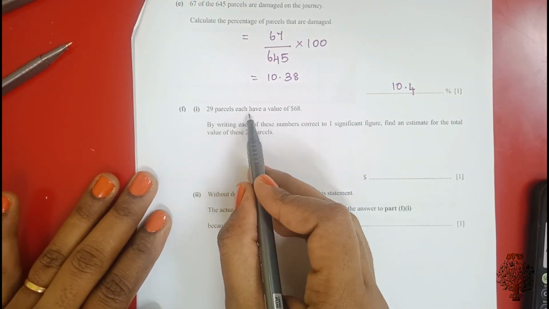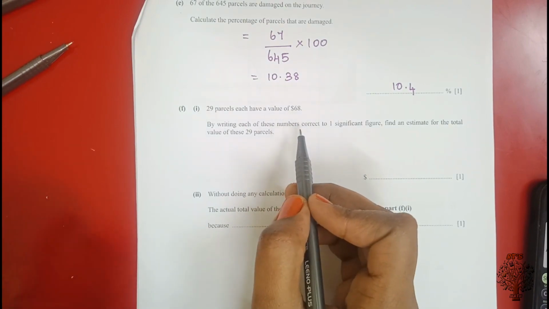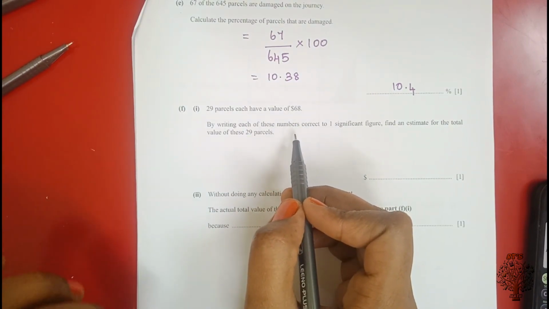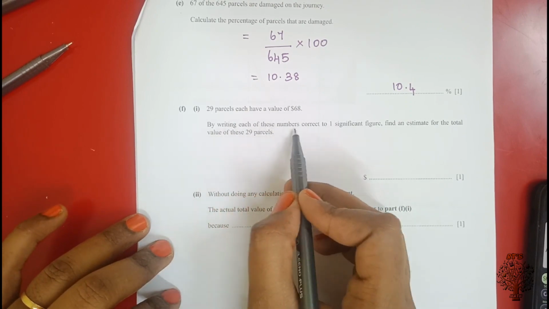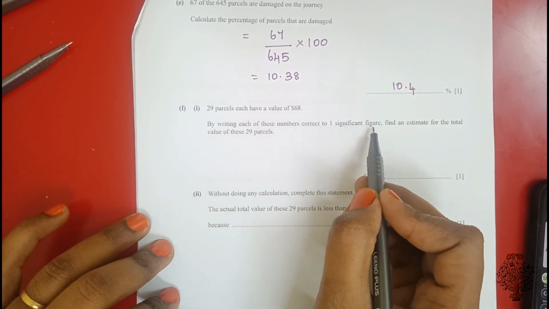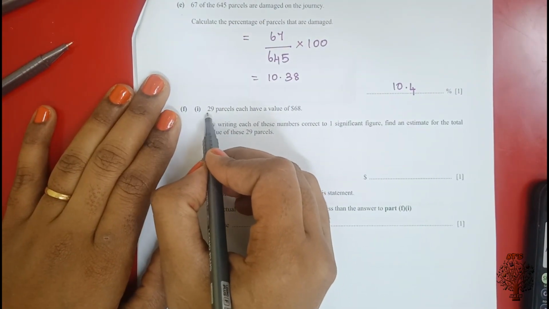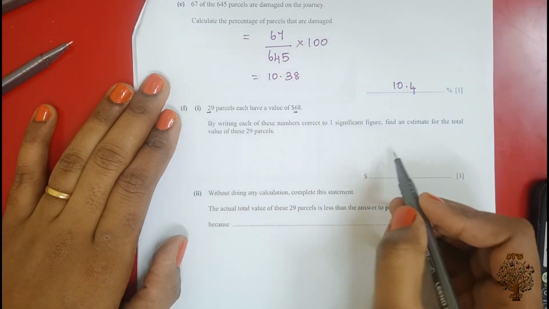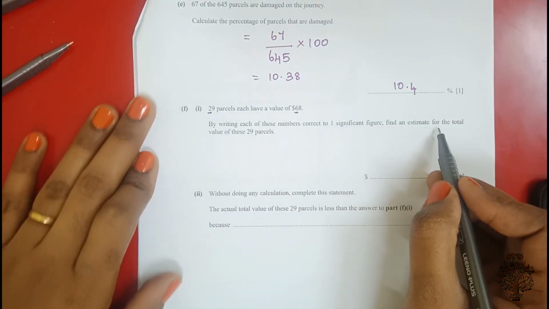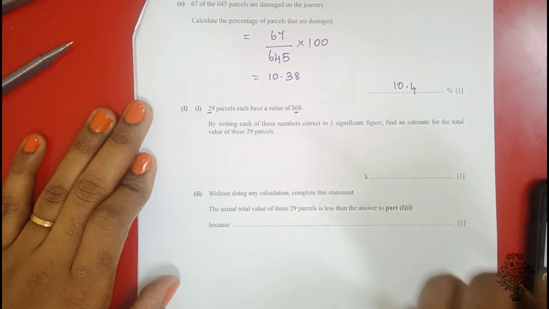29 parcels each have a value of $68. That means one parcel is equal to $68. By writing each of these numbers corrected to one significant figure, you know the meaning of one significant figure. We have to round off to the first figure. Find an estimate for the total value of these 29 parcels.